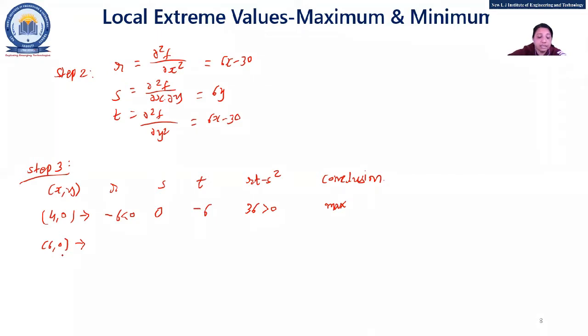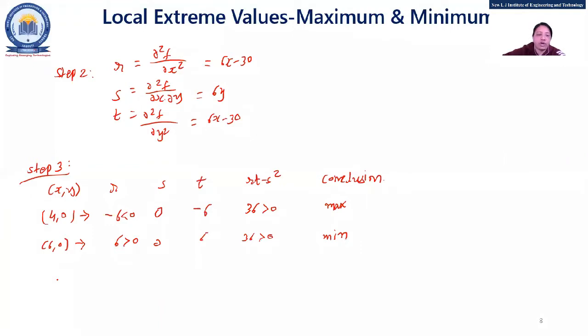Now if it is 6 0, so your R will be 6, S will be 0, T will be 6. Now here again 36, which is greater than 0. But your R is also greater than 0. Fine. So we can say a minimum.